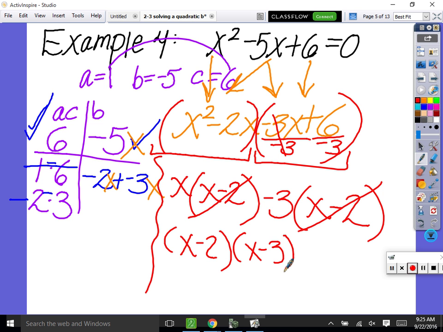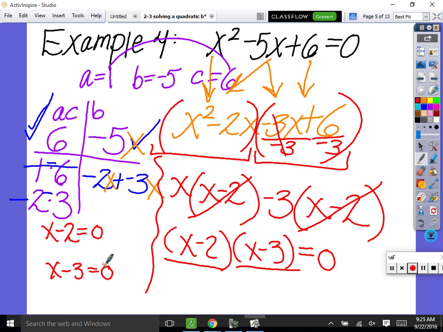Now we know we're almost done because we have the product of 2 linear factors, degree 1, degree 1. Now look, it was equal to 0 up here, so it's still equal to 0 down here. This is just the factored form of the quadratic. Now we know that we can solve the quadratic by setting each of those equal to 0. So we have x minus 2 equals 0, and we have x minus 3 equals 0. Now it's just algebra to get x alone. We'd add 2, so we get x equals 2. We'd add 3, so we get x equals 3. Does everybody understand? Those are my 2 solutions.